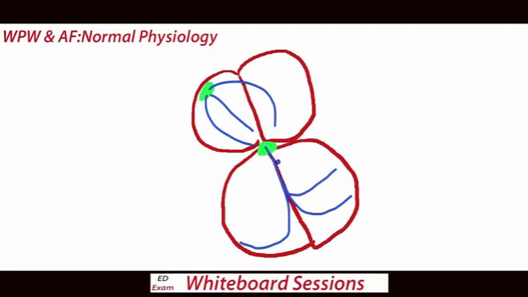The AV node is the gatekeeper to the ventricles and is rate limited. Due to its refractory period and a phenomenon known as decremental conduction, it actually slows its own conduction the more frequently it is stimulated. It can only pass impulses at a maximum of around 200 beats per minute.